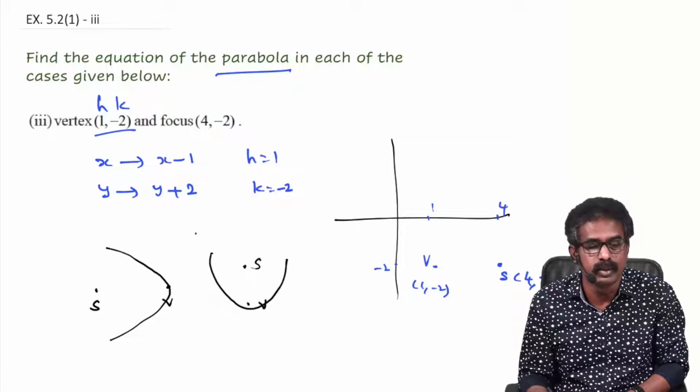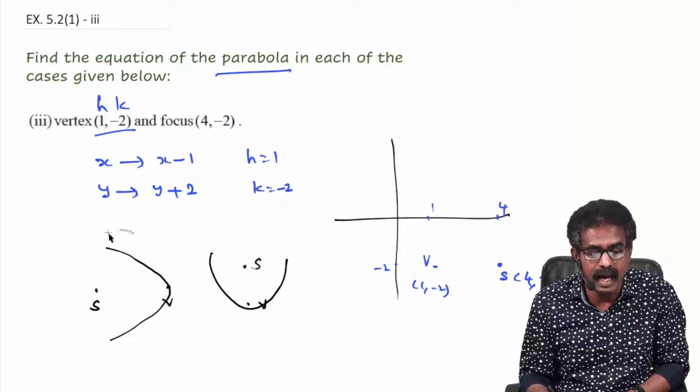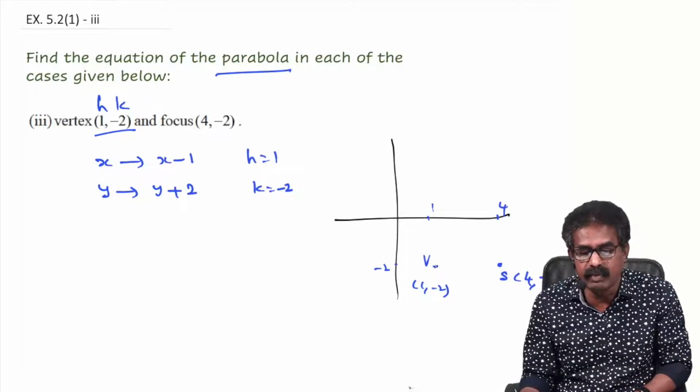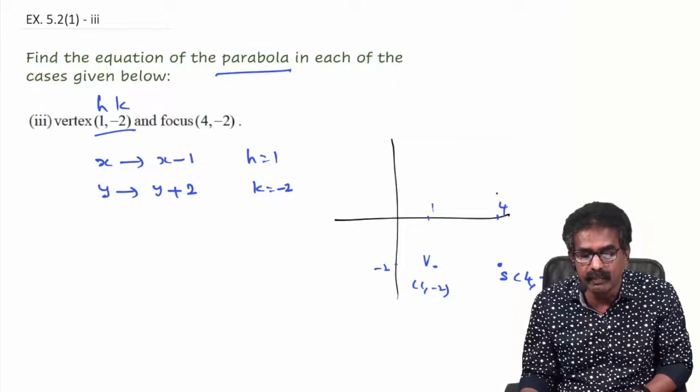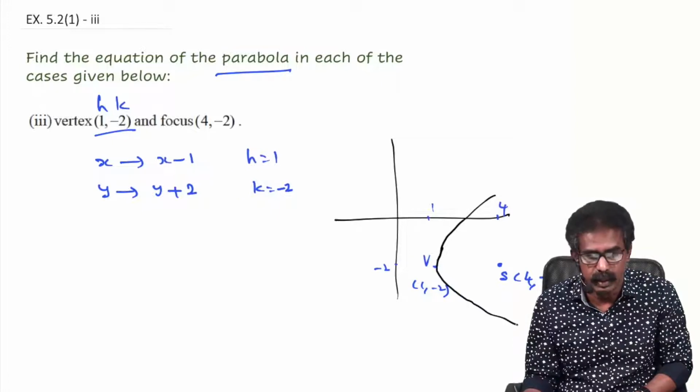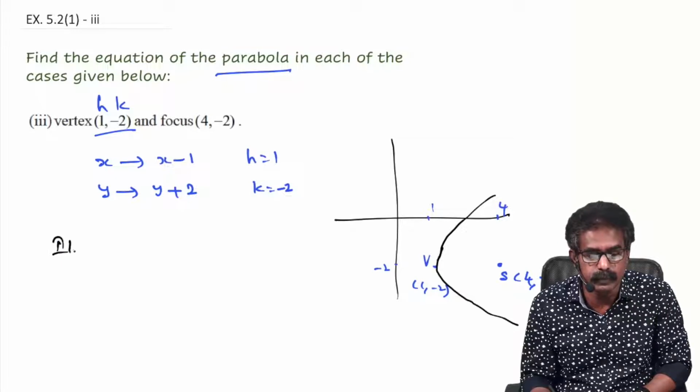Are you able to understand? So once you know vertex and focus, you can identify which type it is. So here vertex is given, focus is given, so you know definitely it is of this type, right? So it is open rightward.